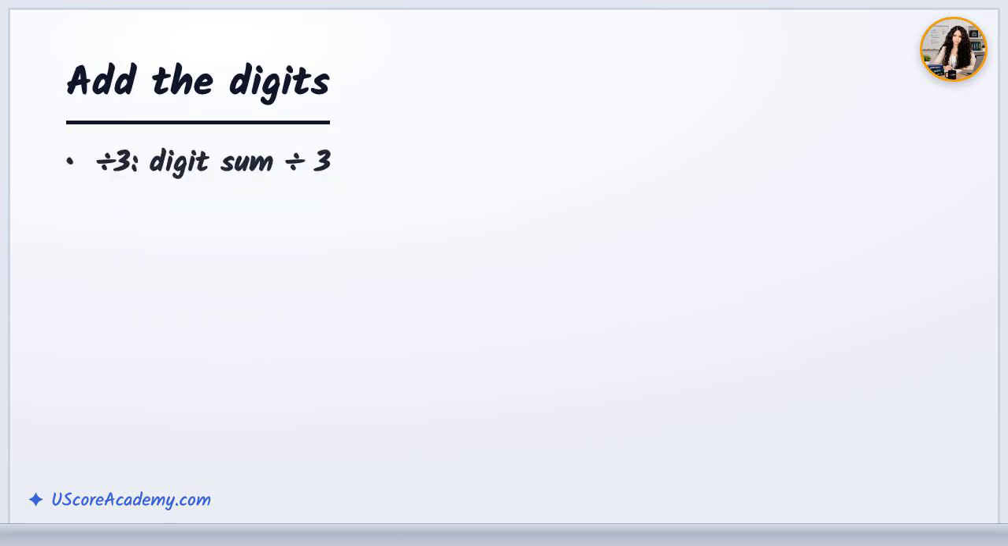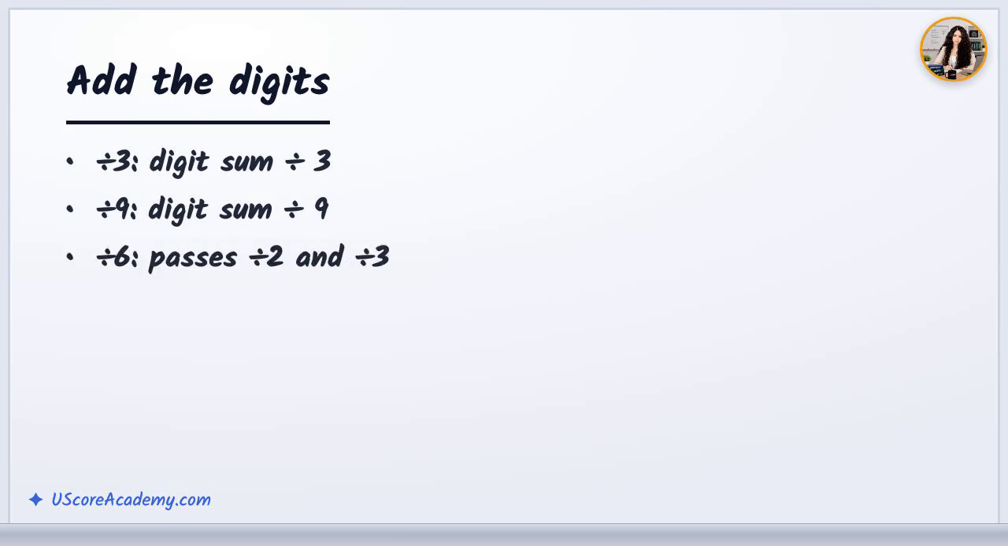3 and 9 have a clever test. Add up all the digits. If that sum divides by 3, so does the whole number. Same idea for 9. And 6 is a team-up. A number divides by 6 only if it passes both the 2 test and the 3 test.